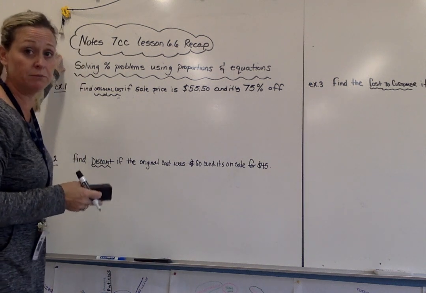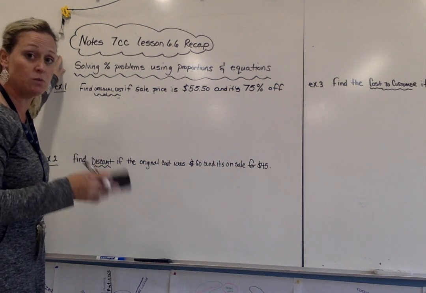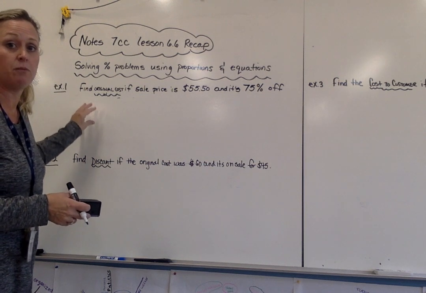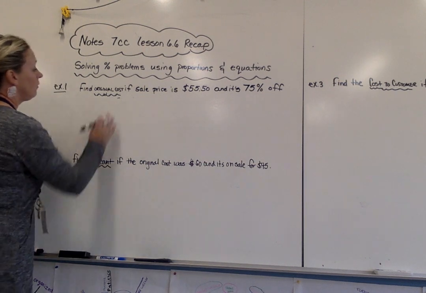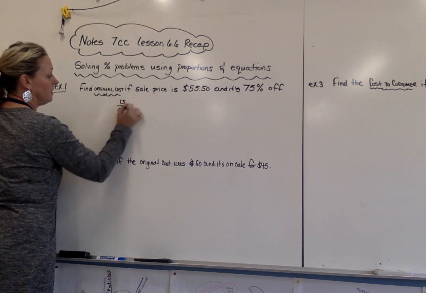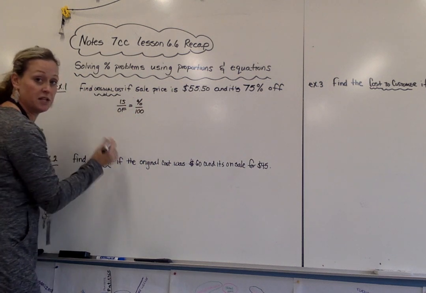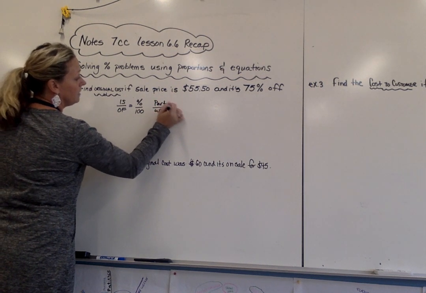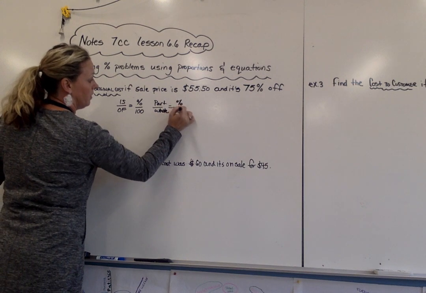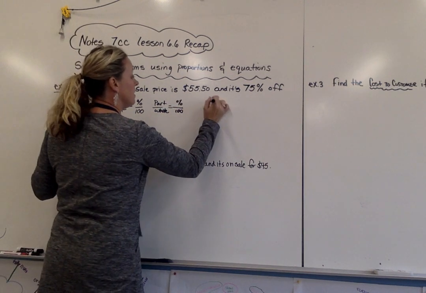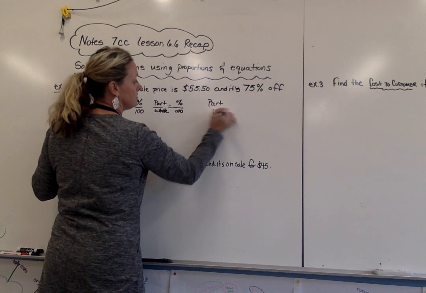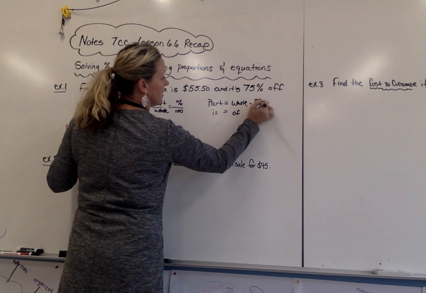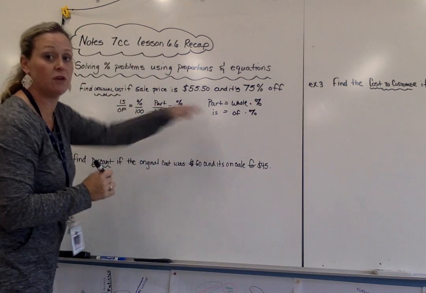So we're going to be solving percent problems using the proportion as well as an equation. I'm going to go through 3 different examples, setting them up as a proportion as well as an equation. Before we do anything, we're going to review that is over of equals percent over 100 represents the proportion, and that's the same as part to whole equals percent to 100. And then the equation is going to be part, or the is, equal to the whole, or the of, times the percent. Okay? So we're going to solve it 2 different ways.